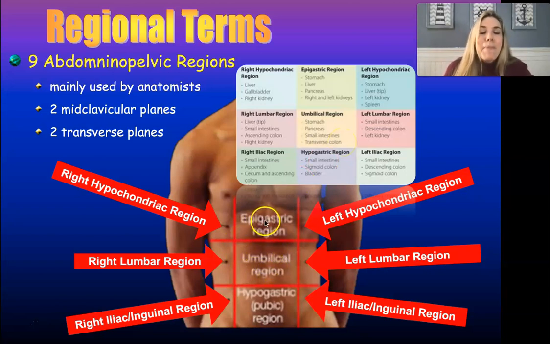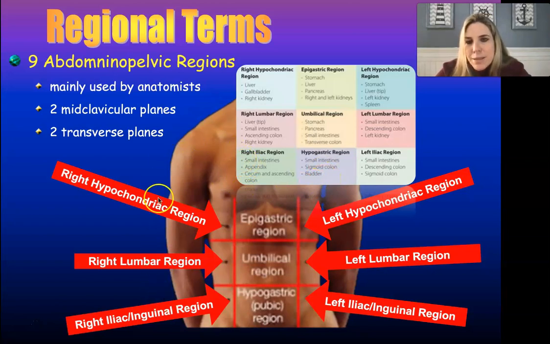Above that is the epigastric region, and epi means above, gastric refers to stomach. So we're going to have also the stomach here, part of it, and part of the liver, the pancreas, and the right and left kidneys in that area. And then down below the umbilical region, we have the hypogastric region, also called the pubic region. Hypo means below, gastric means stomach. Pubic, of course, refers to the pubic area. In the hypogastric region, you're going to have part of the small intestine, the sigmoid colon, and the bladder.